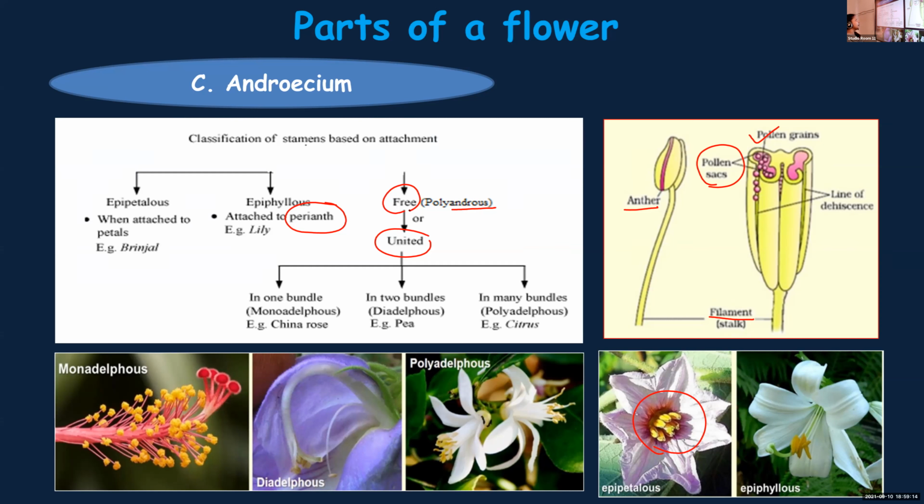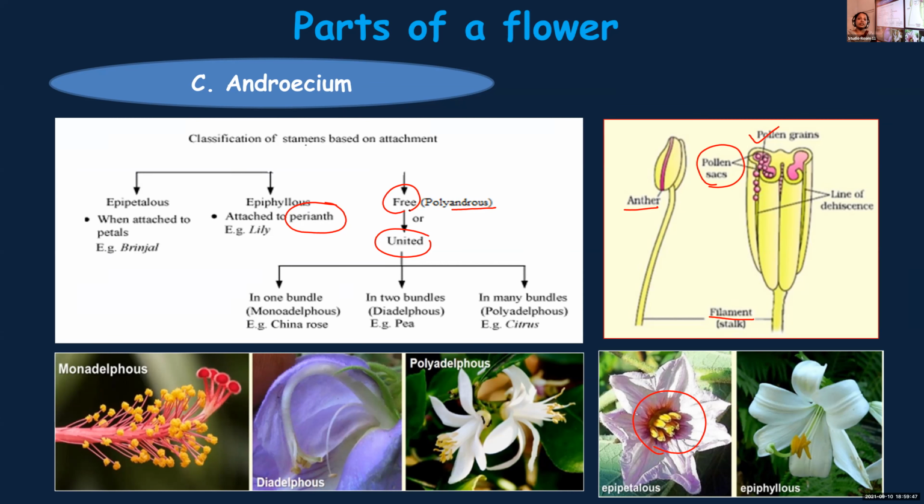Once again, I will repeat. We were learning about the classification of stamens on the basis of whether they are free or united, and whether they are attached to the petals or perianth. So the first criterion for classifying stamens is where they are attached. If they are attached to the petals, you call the stamens epipetalous. If they are attached to the perianth, you call it epiphyllous.